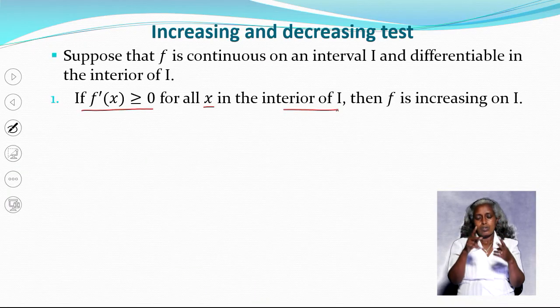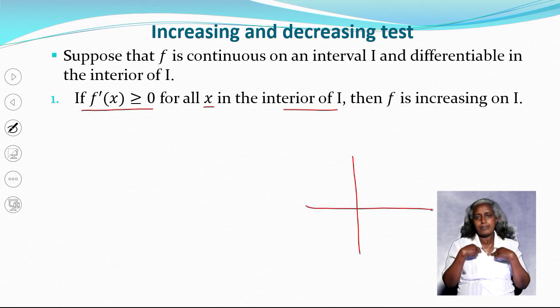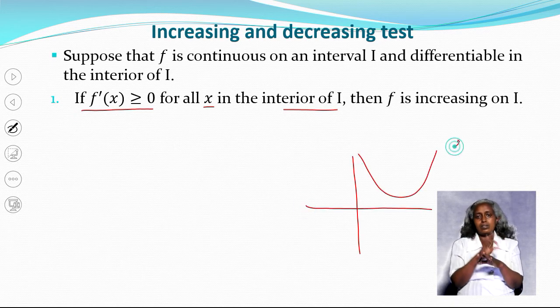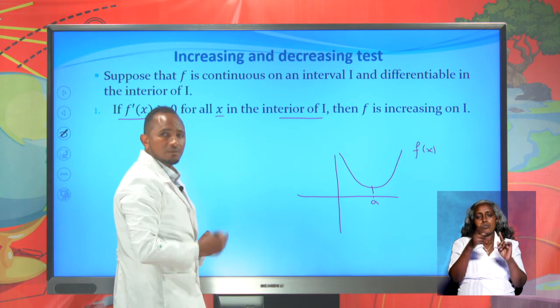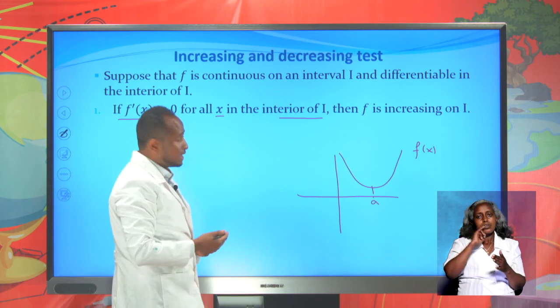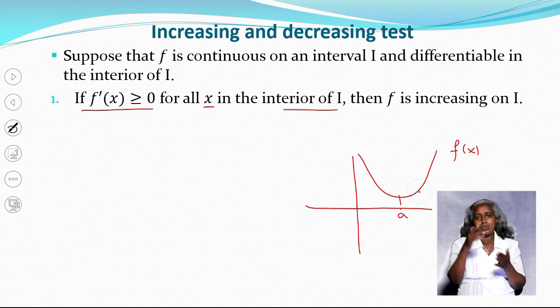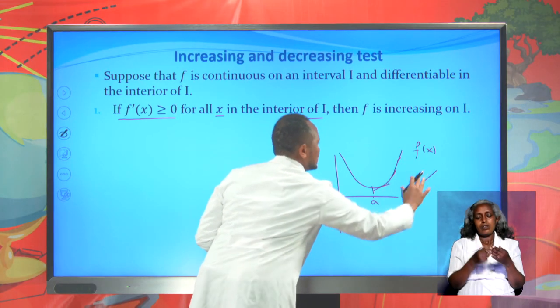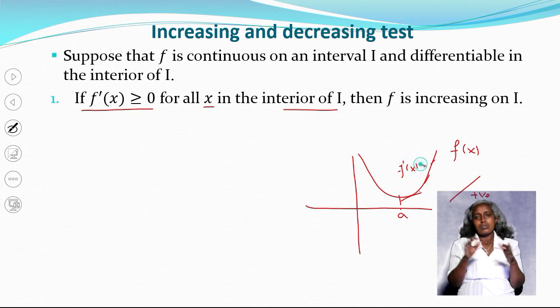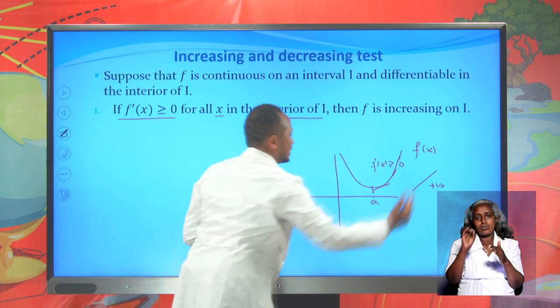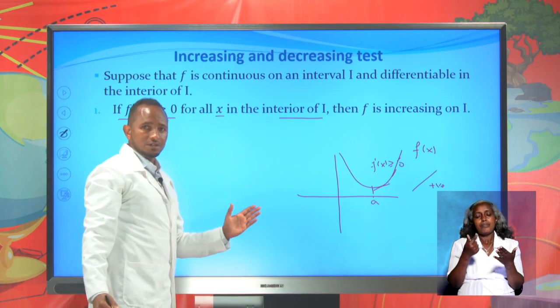Look, if we have this function f of x, the derivative of this function from the right side of this part is positive, because you know derivative means it is the slope of the tangent line. If you draw a tangent line at this point, you will have this tangent line like this. So the slope of such a line is positive, or that means the derivative of this function is greater than or equal to 0 for the right part of a. Therefore, this function is increasing.